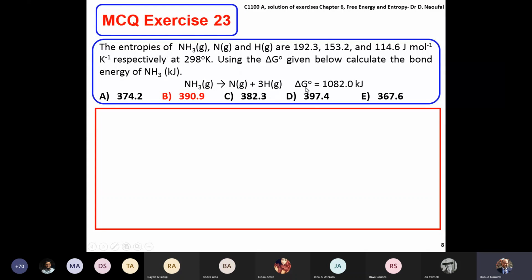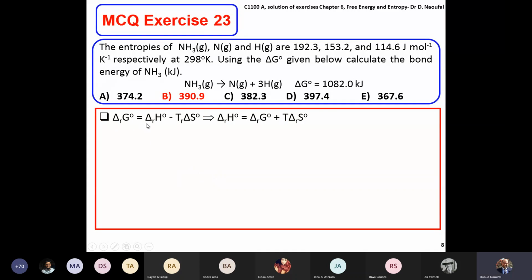Now we have delta G0. We can calculate delta H0. So we find delta H0 of this reaction. Then we apply method number 3: delta H0 of the reaction is equal to the bond energy of the reactants minus bond energy of the products. And in this case, we find the bond energy of NH, of the bond NH.